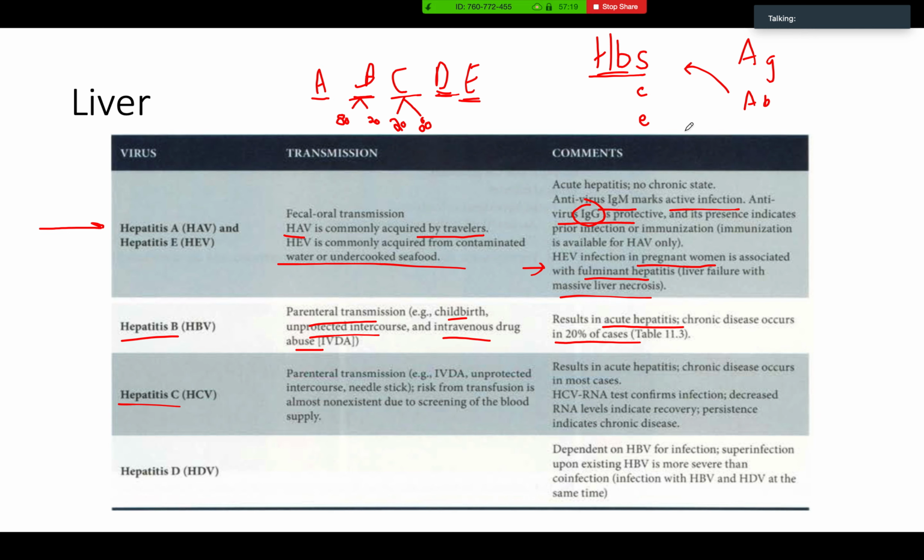So each of these combinations, right? We can have HBS AB, HBC AG, and HBE AB, right? We can have so many different combinations of these things, and they all mean something different, okay? But they're not all equally important. And so we're going to start off with our HB surface antigen. Our HB surface antigen is part of the surface of the virus, right? Go figure. They name it surface for the surface.